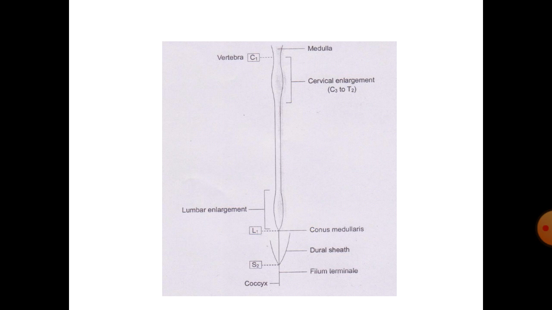This spinal cord is covered by dura mater, arachnoid mater, and pia mater. Pia mater is the innermost layer which surrounds the spinal cord. The outermost is dura mater, and in between them is the subarachnoid space. Subarachnoid space contains the cerebrospinal fluid, and the spinal cord is suspended in that cerebrospinal fluid so that it can absorb the shock.